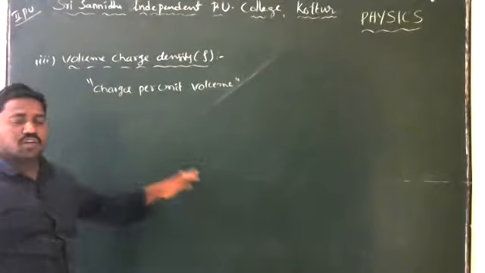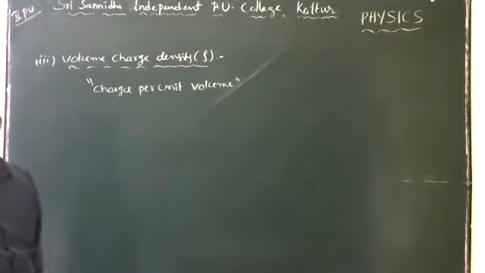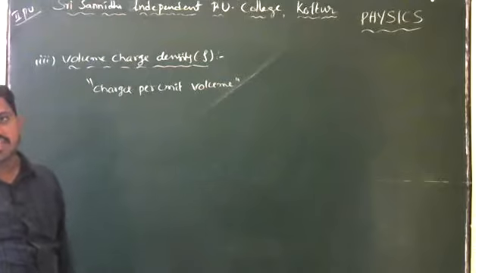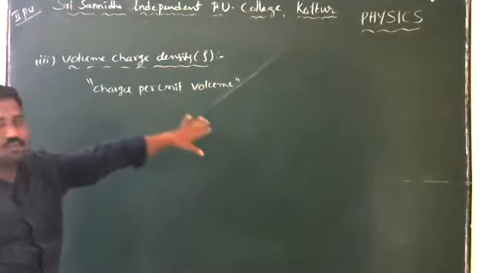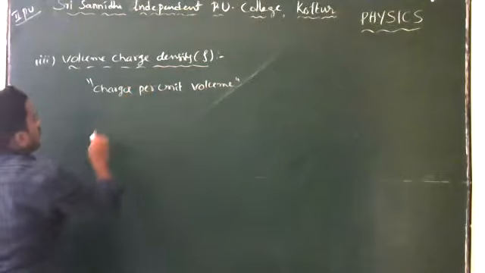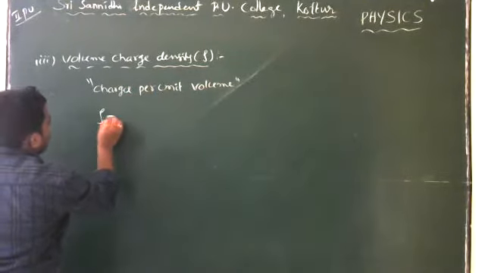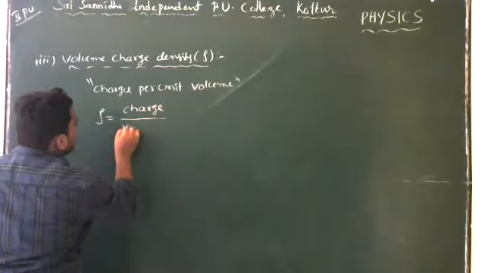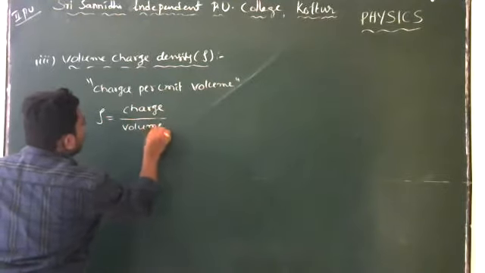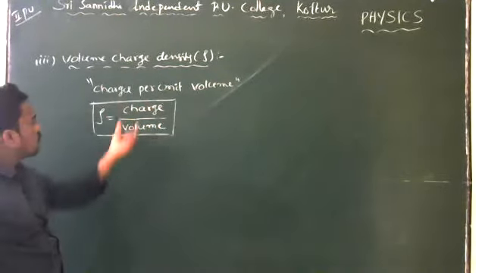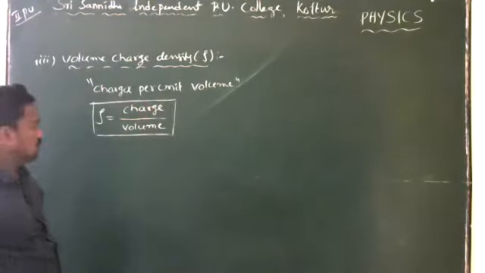Charge per unit length, that is called linear charge density. Charge per unit area, that is called surface charge density. Charge per unit volume, that is called the volume charge density. It is denoted by the symbol rho. So rho is equal to charge divided by volume. This is the formula for volume charge density. Rho is equal to charge divided by volume.